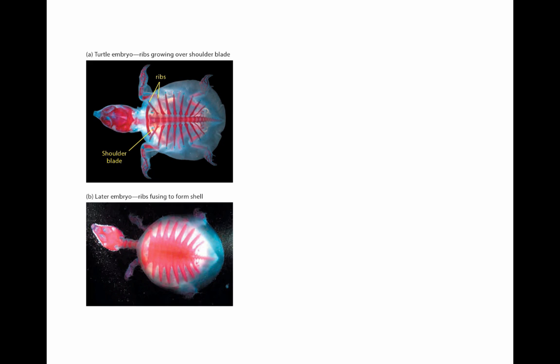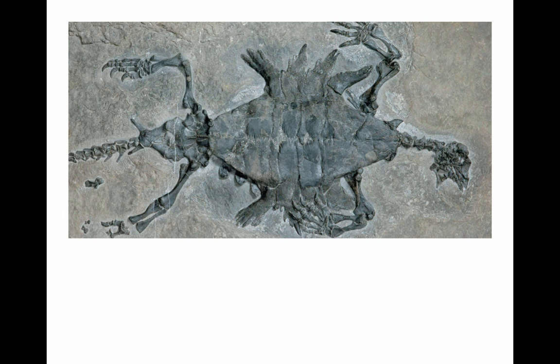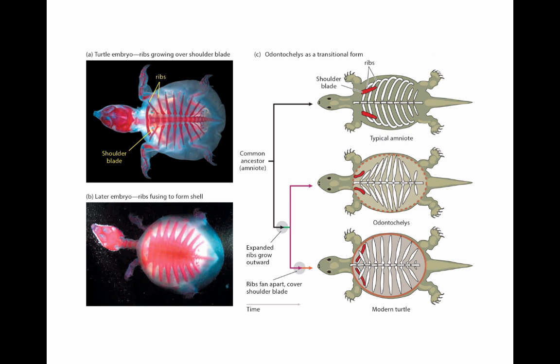So we've got two distinct patterns there, one where the ribs stay inside the shoulder blade and one where they go outside. We should be able to find some sort of early transitional turtle that has some intermediate in those two features. And in fact, such a transitional fossil has been found. This is a fossil of an ancient turtle. What they found doing an analysis of the bone structure of this fossil is that the ribs don't come and fan over. They still follow the contour of the body wall.